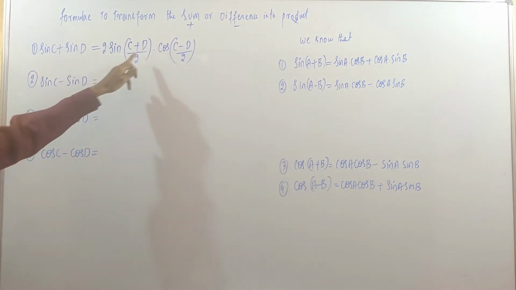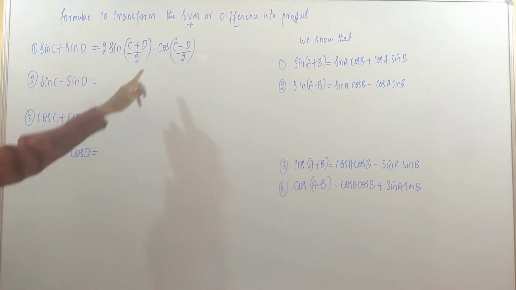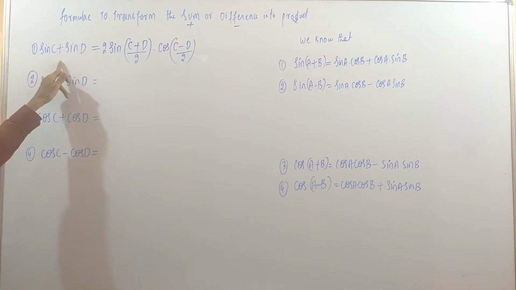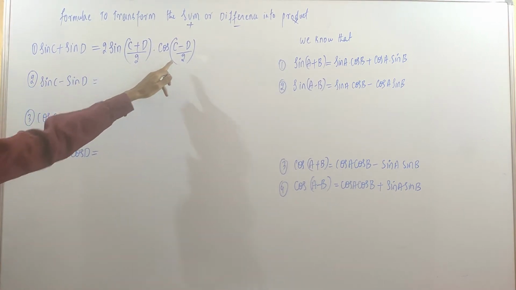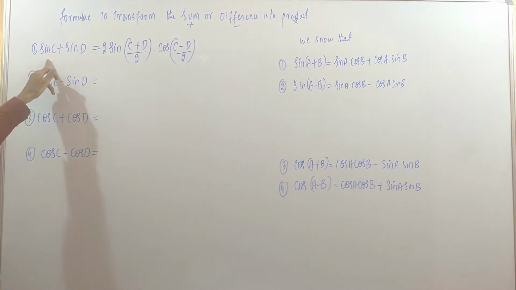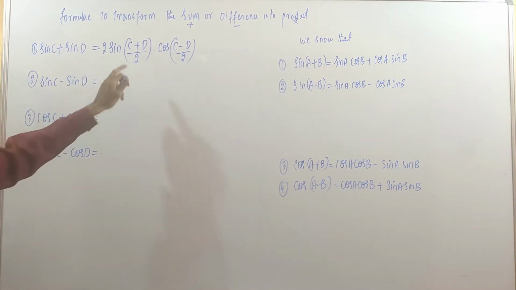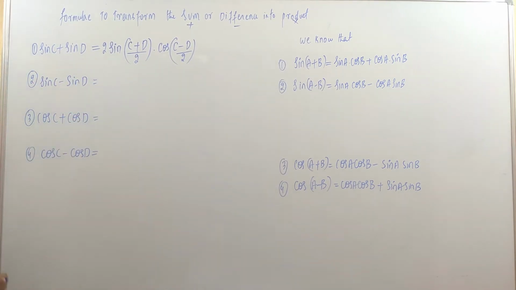We have sum and difference. Here we have product. So this sum is converted into product: 2 sin C plus D by 2 cos C minus D by 2. Whenever we have sin and sin, we have sin and cos in product.